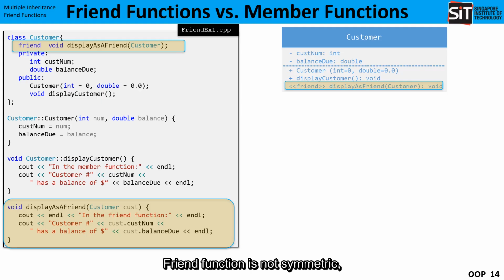Friend function is not symmetric. That is, when A is a friend of B, then B cannot be a friend of A. Friend function is not transitive. That is, when A is a friend of B and B is a friend of C, then A is not a friend of C. Friendship is not inherited. And finally, friendship is very powerful. It bypasses the function call overhead associated with the getter and the setter and the other class functions.